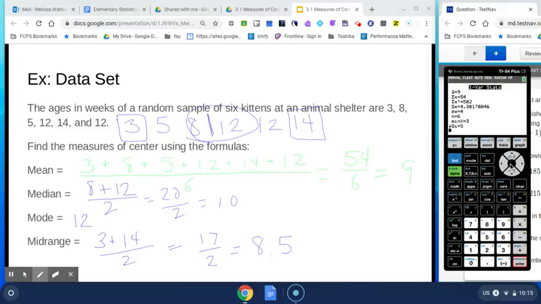If we scroll down a little bit further, MED, that's the median. The calculator will not calculate the mode or the midrange for us. However, it makes finding the midrange a little bit easier because it does tell us the min and the max. So again, we would just add the 3 plus the 14 and divide by 2. This menu will give you a lot of other measures that we'll be covering a little bit later.